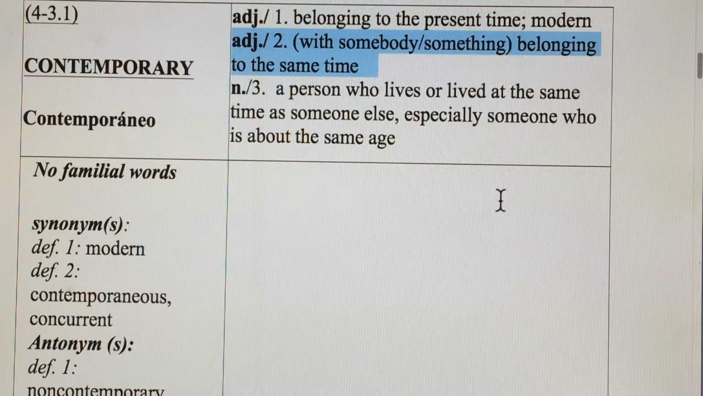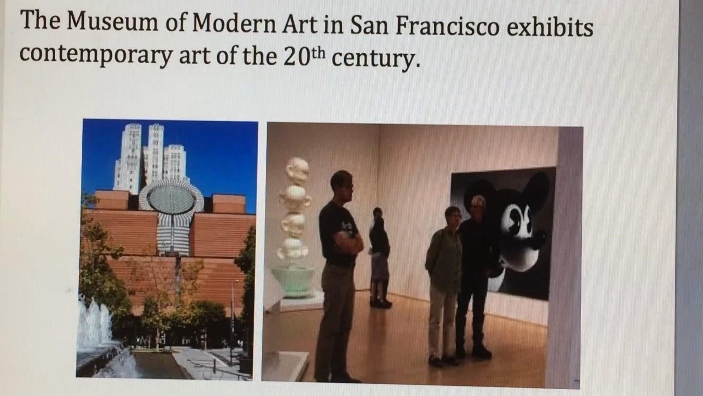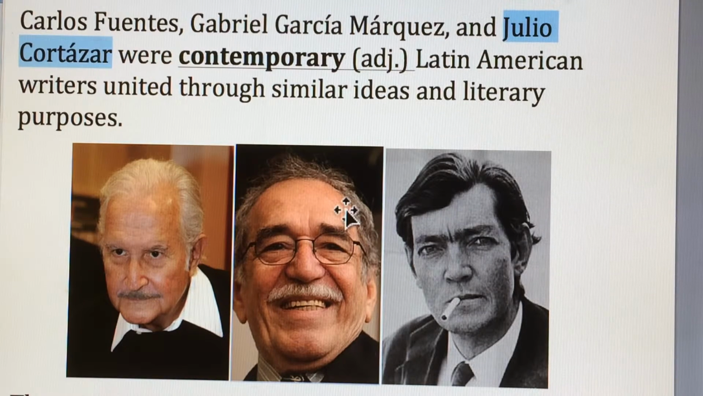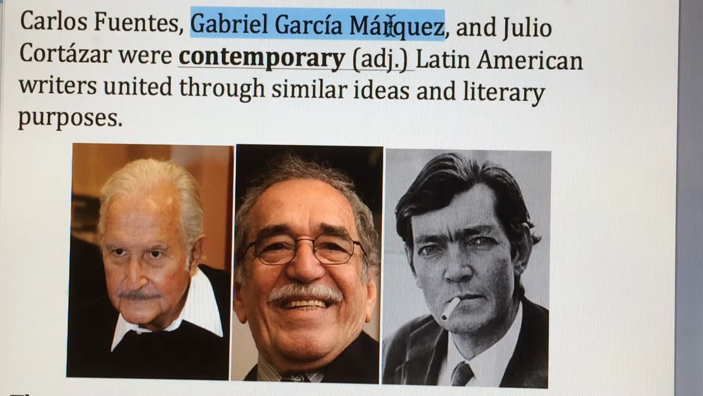The second definition means belonging to the same time with somebody or something. Okay? So belonging to the same time with somebody or something. Let's look at another example. These 3 authors, Carlos Fuentes, Gabriel Garcia Marquez, and Julio Cortázar, were contemporary Latin American writers united through similar ideas and literary purposes.